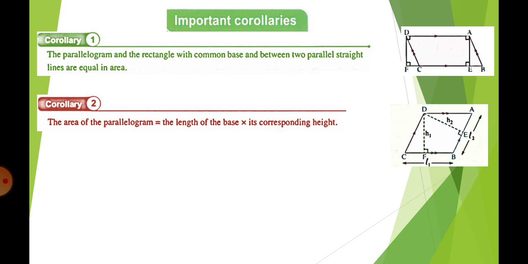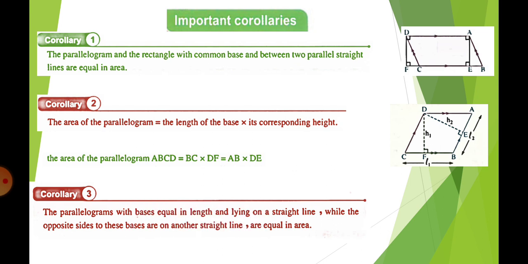Here the two bases: the base CB, the corresponding height DF, and another base AD, the corresponding height DE. Then we can say the area of the parallelogram equals BC, the base, times the corresponding height DE, or AD times DF, or the area of the base AB times the corresponding height DE.